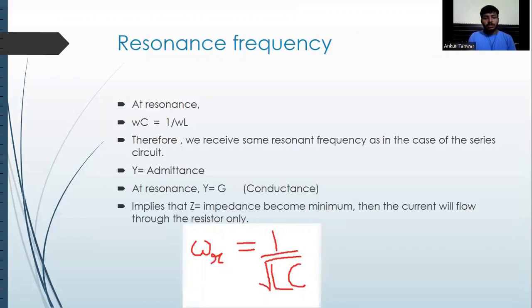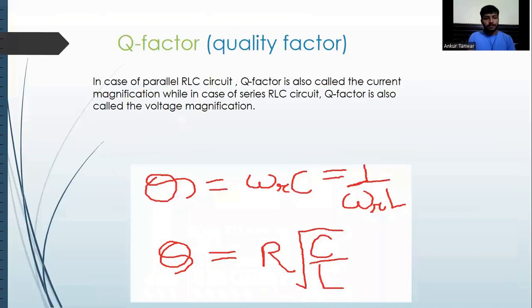At resonance, similar to the series case, in the parallel case also omega C is equal to 1 by omega L. Here the conductance becomes maximum. We receive the same resonance frequency, omega R equal to 1 by root LC. This implies that at resonance the admittance is equal to the conductance, the impedance becomes minimum, and the current will flow through the resistor only.